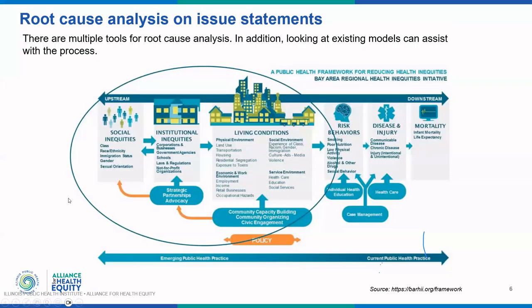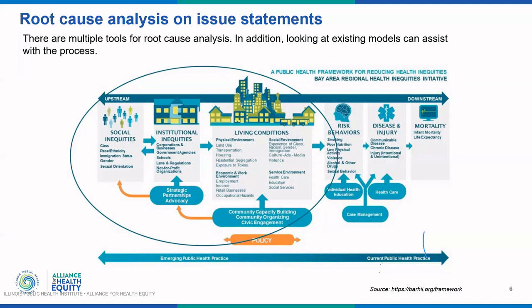Okay, so root cause analysis, again, will be performed on the issue statements or just the health issues that you identify. There are multiple tools out there for root cause analysis. I'm going to show you the 3 most common tools that we have used as an organization. These are also tools that we've used with other hospital collaboratives and with health departments, and with other processes as well, such as health action planning, or health equity in all policies work.